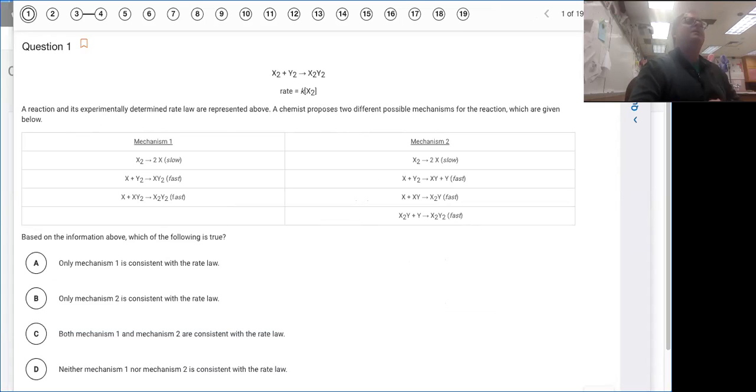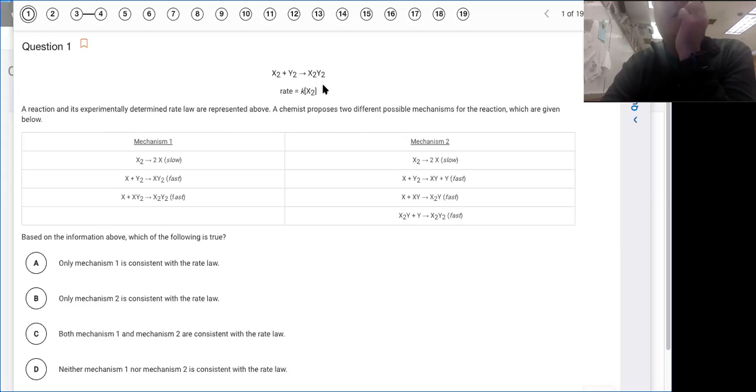Question one. Okay, thanks. All right, so if we take a look, they give us the actual rate. They say rate equals K, X to the first order. So this means that, as we talked about before, Y is in zero order. So Y is not going to be part of the rate determining mechanism, right? It's going to be lower.